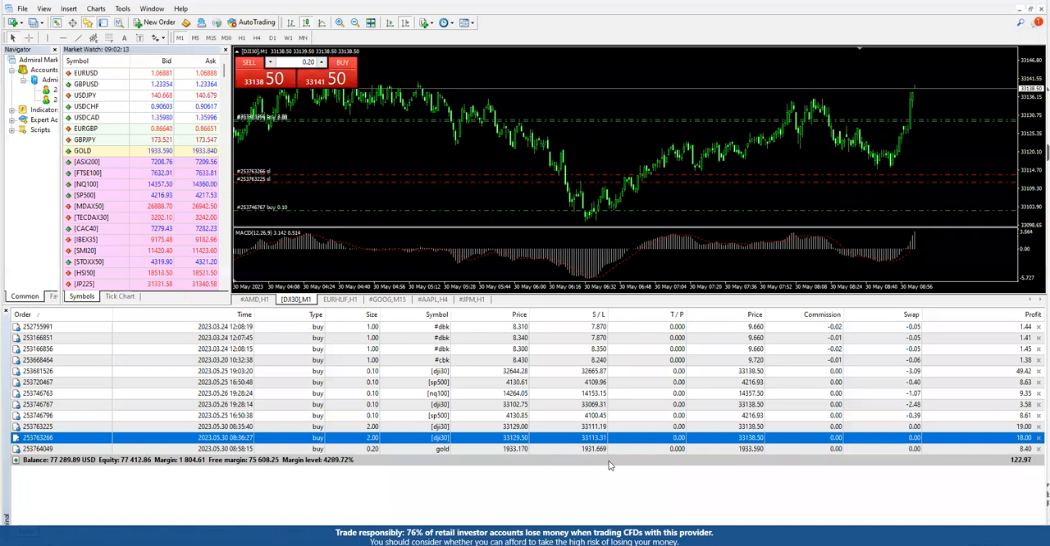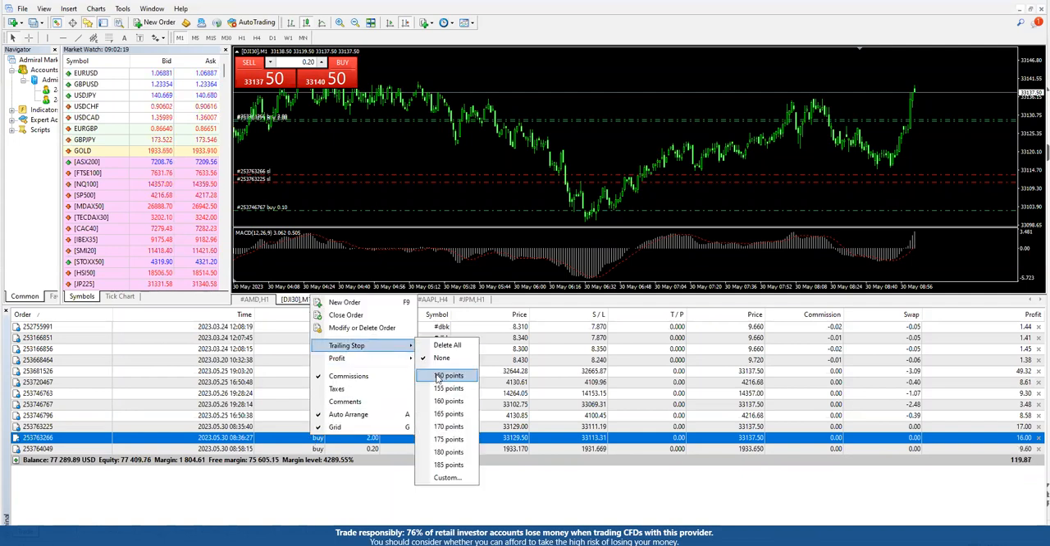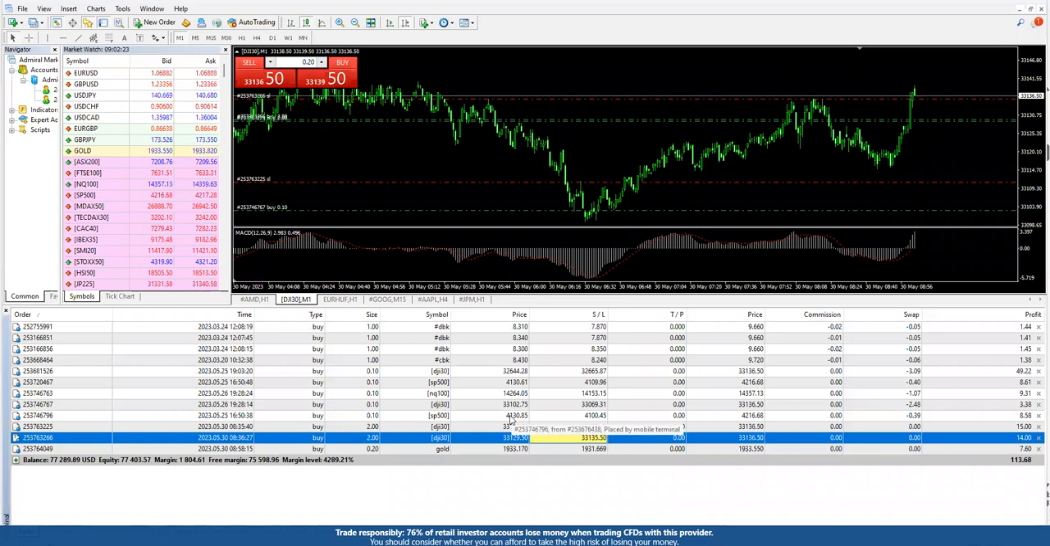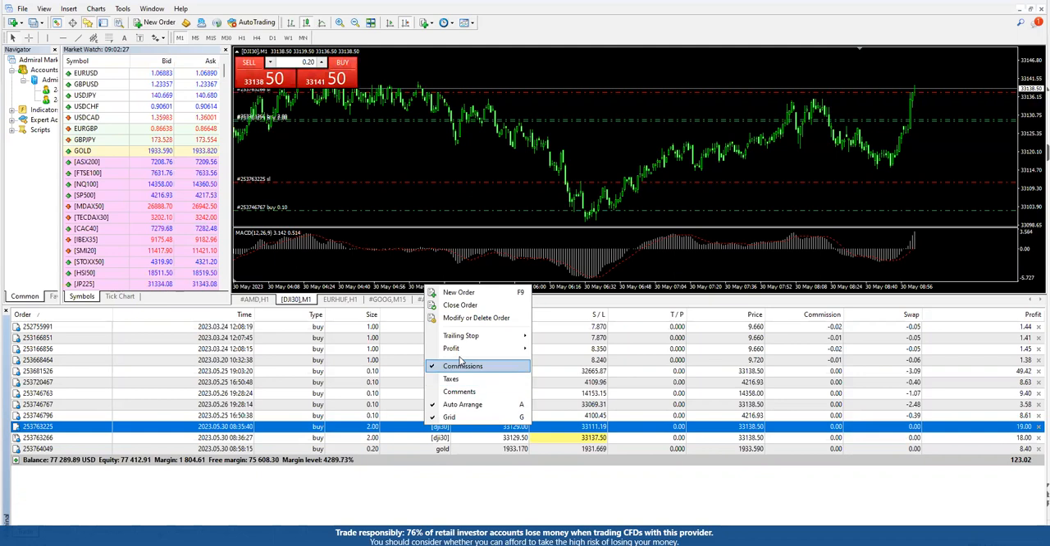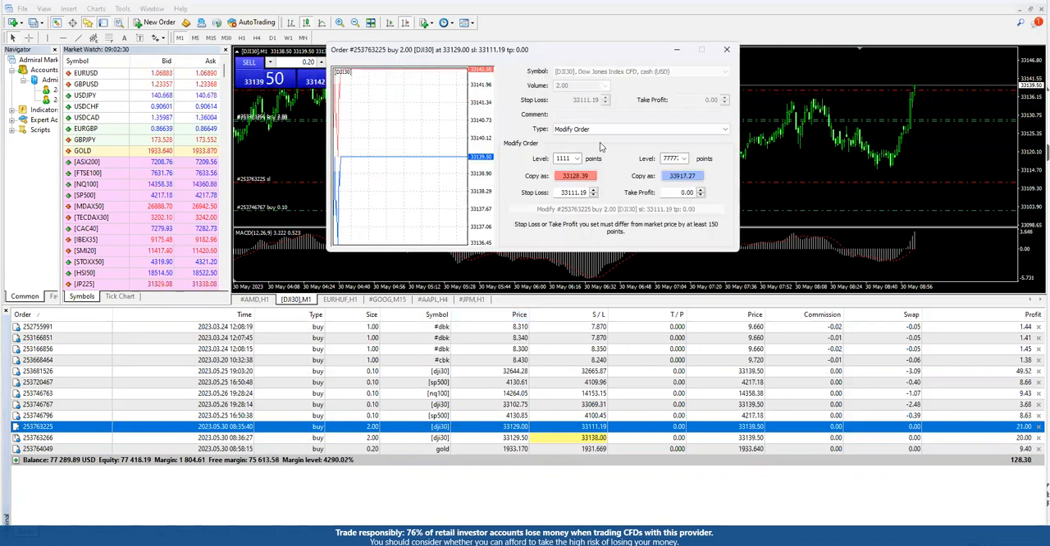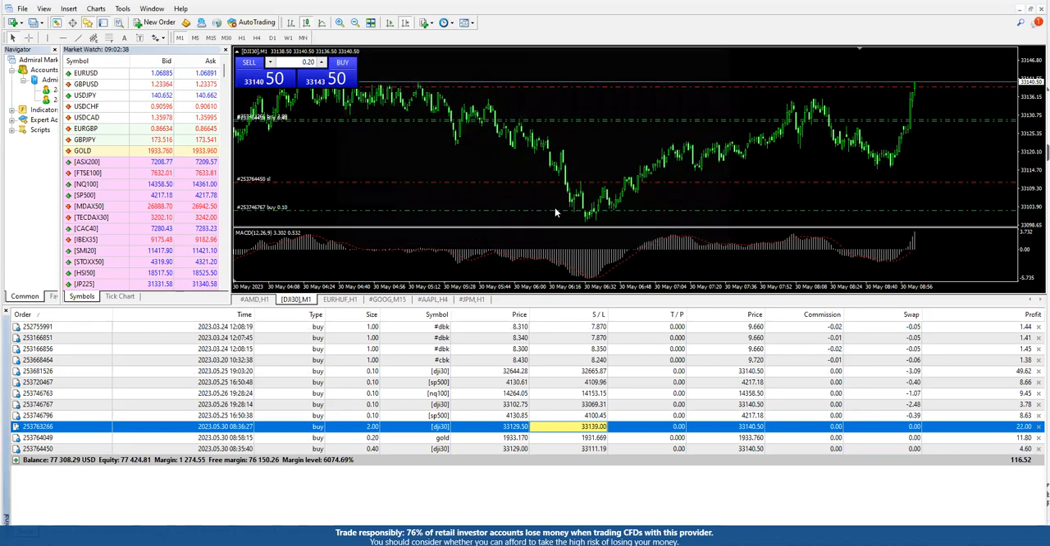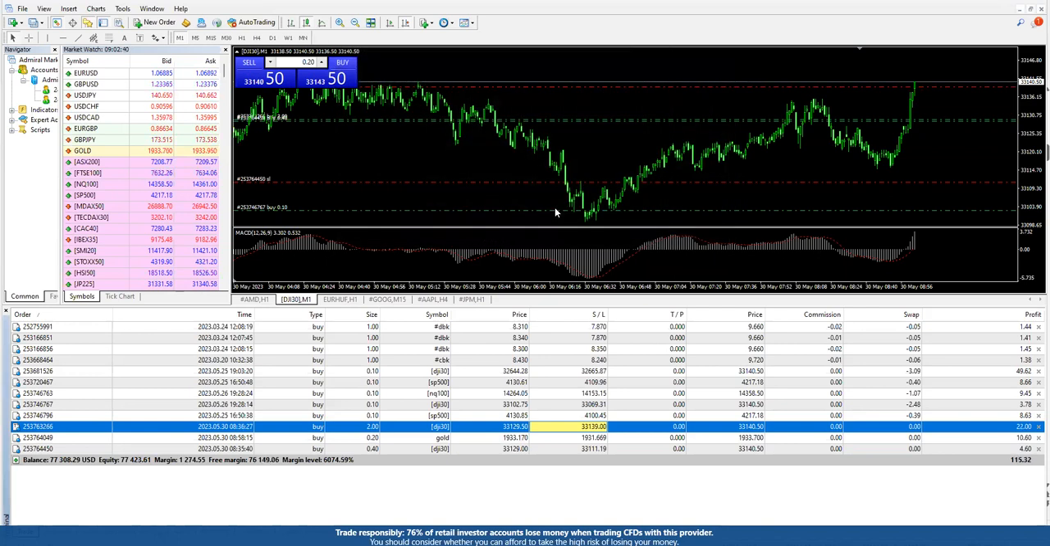As you can see here, we have two positions, day trade or scalping positions. One of them will be closed with a trailing stop. The other will be closed with partial closing, and I will tell you the reasons why I opened these positions. Now you can see that it is partially closed and the trailing stop is activated, as the chart is going up.